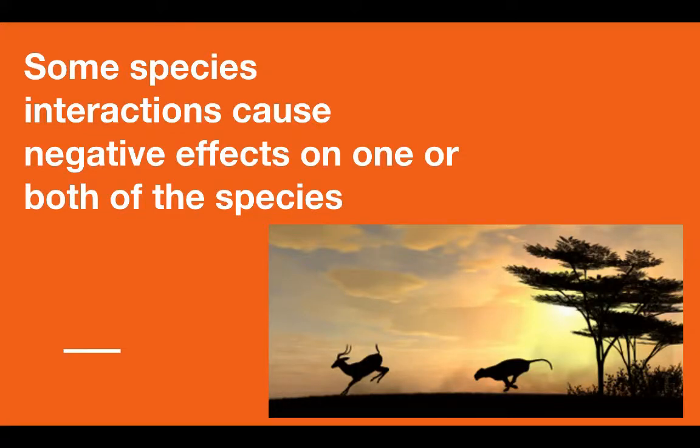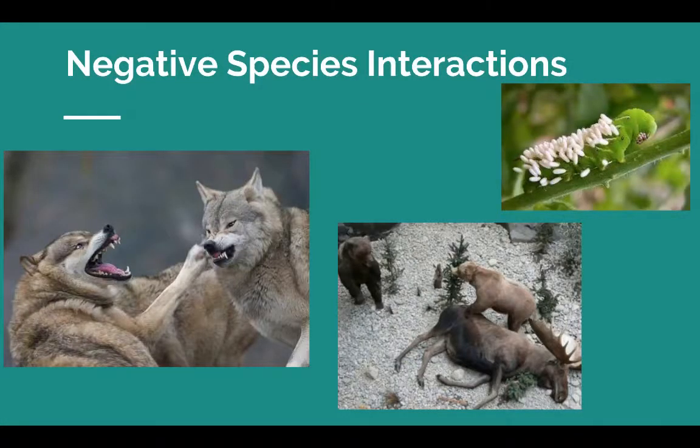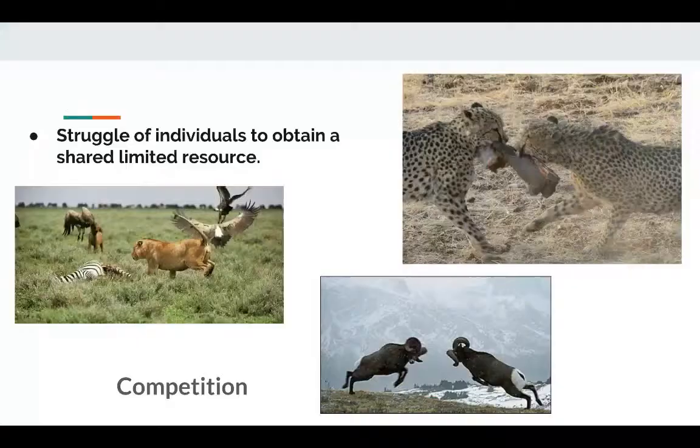You can have quite a few different negative species interactions. You can have negative species interactions among members of the same species, and among members of different species. First we'll look at competition. You can see the lion and the cheetahs here, two species competing for food. Same with the lions and these birds fighting over the dead carcass of the zebra.